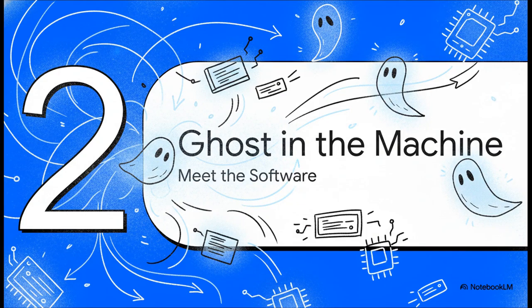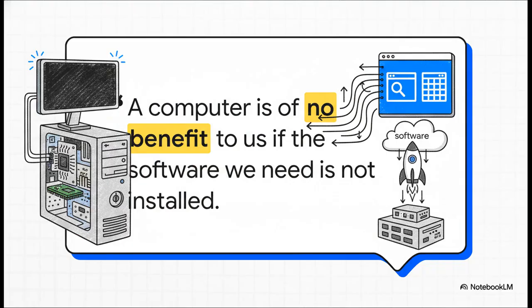Okay, so we get the process now, but what is it that tells all those physical parts of the computer what to do in the first place? Well, let's move on and meet the ghost in the machine: the software. This quote really says it all. You could have the most powerful computer on the planet with the most expensive parts, but without software, it's just a very pricey paperweight. The software is the set of instructions. It's the master plan that brings all that powerful hardware to life.